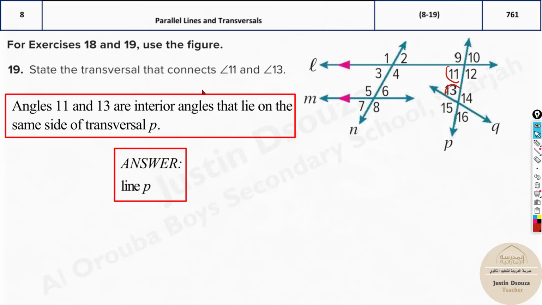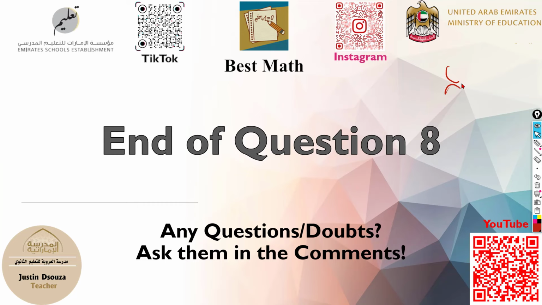But they have not asked what the type of angle is. They have just asked what the transversal is. Transversal is line P. The line which cuts both the lines where the angle touches. L and Q lines are cut by line P. That's the end of this question.